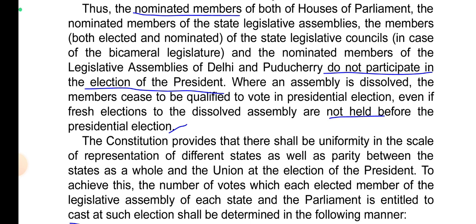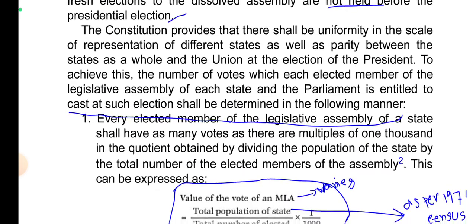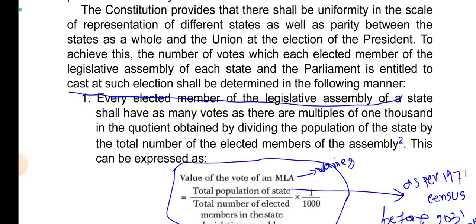Where an assembly is dissolved, the members cease to be qualified to vote in presidential election, even if fresh elections to the dissolved assembly are not held before the presidential election. The Constitution provides that there shall be uniformity in the scale of representation of different states as well as parity between the states as a whole and the Union at the election of the President.